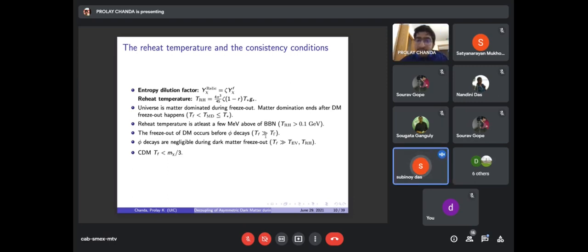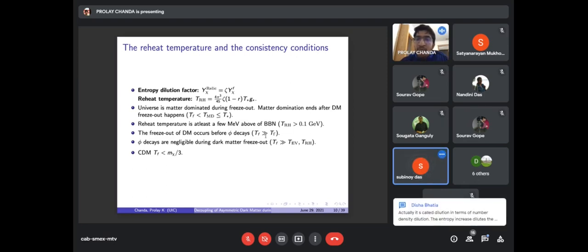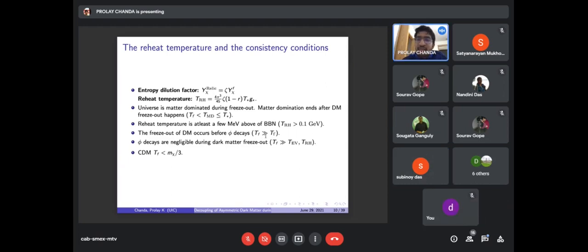Prolay, yeah, this is Surina here. Why is it called entropy dilution? Because entropy is increasing actually. Oh, right. I think it is called entropy dilution in a way because the dark matter freeze out density is decreasing, diluted by entropy. Sometimes it's misleading because entropy is actually not reducing. Yeah, right. I think that's how the term was coined, but it is confusing.